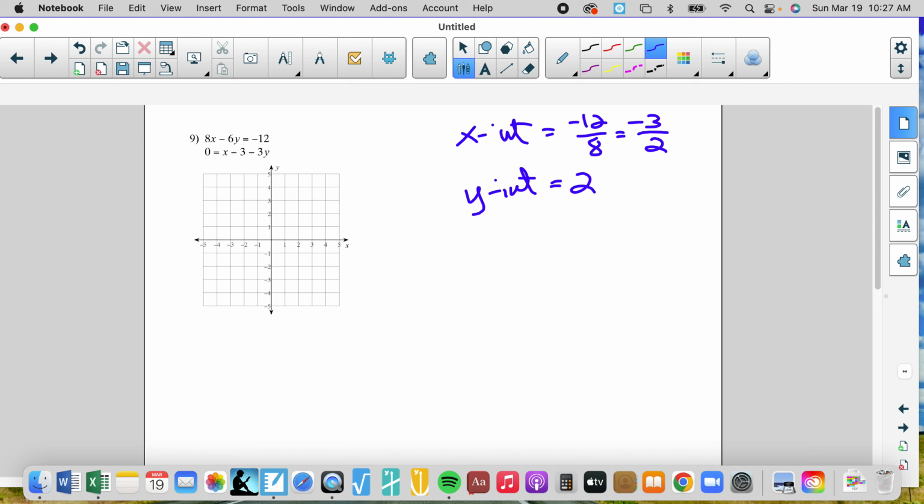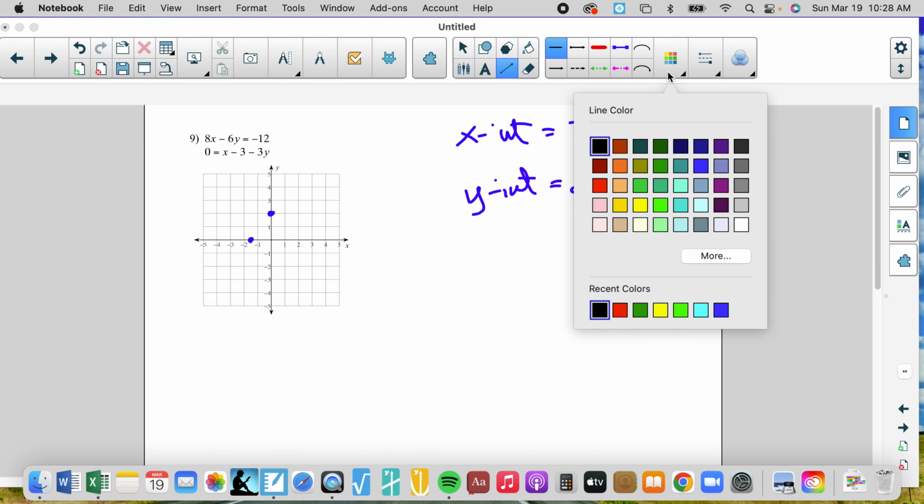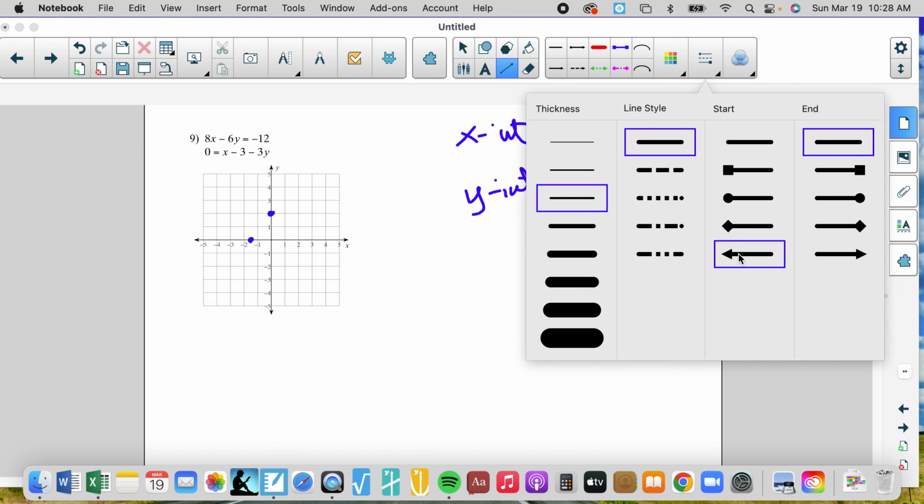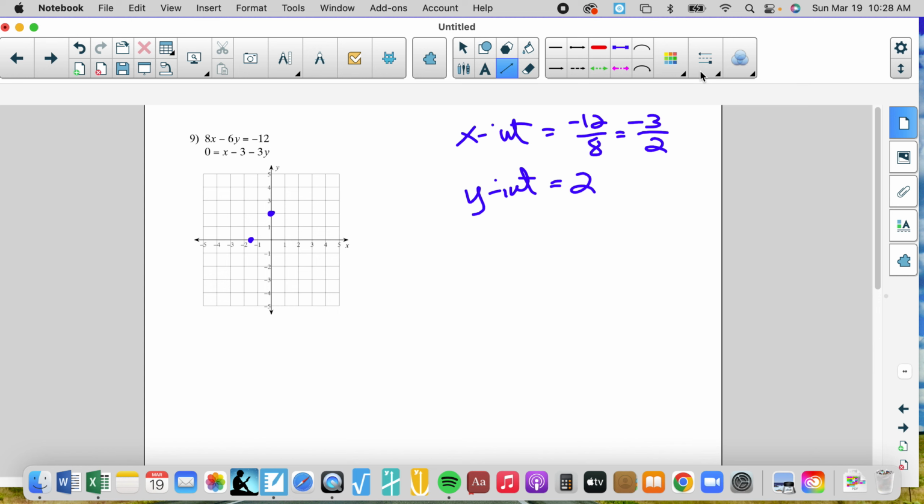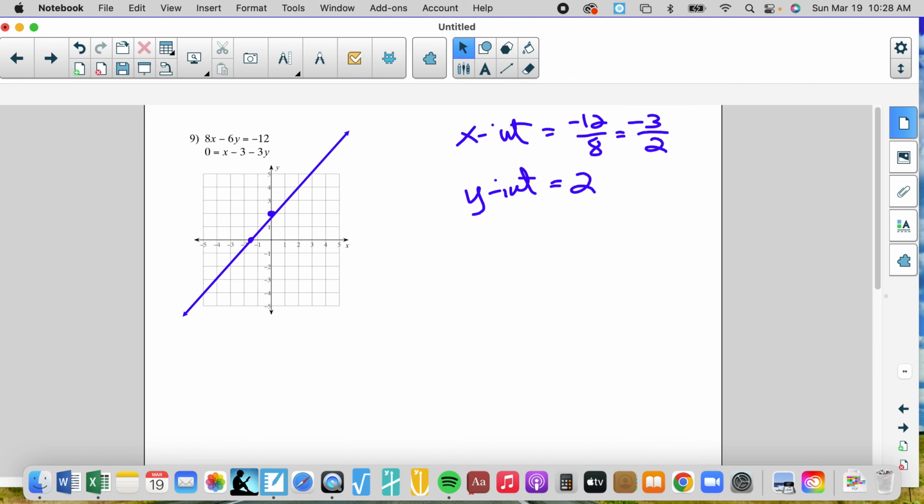Y-intercept, y-axis, 2. X-intercept, -3 halves is -1 1/2. That's all right. That wasn't too crazy. That was manageable. So that's somewhat good. I'm off by a little bit, I think. And now we look at this other equation.